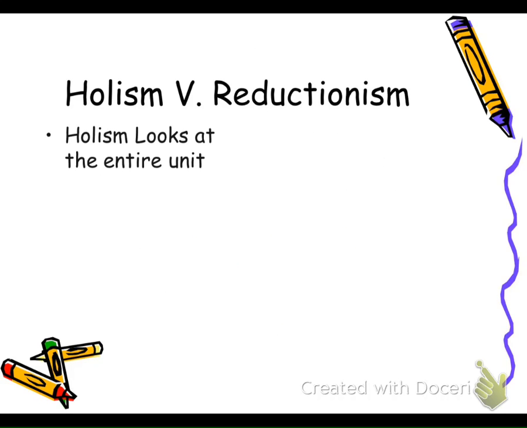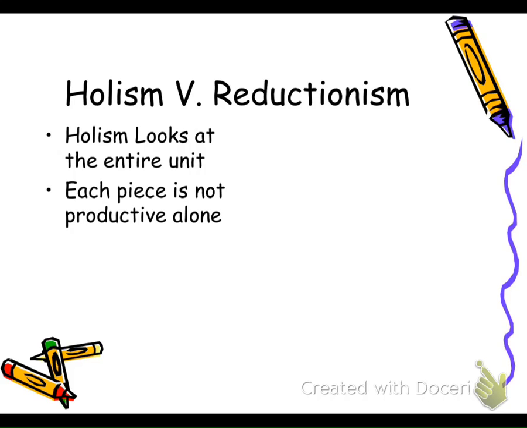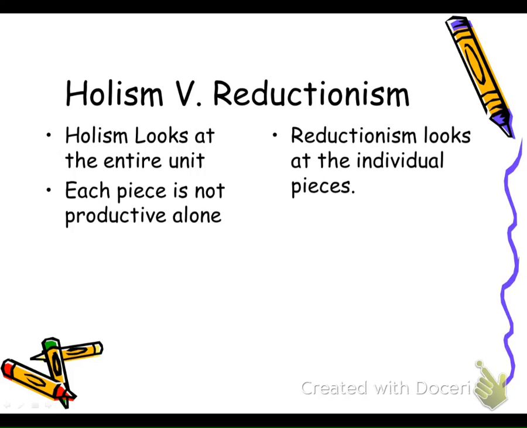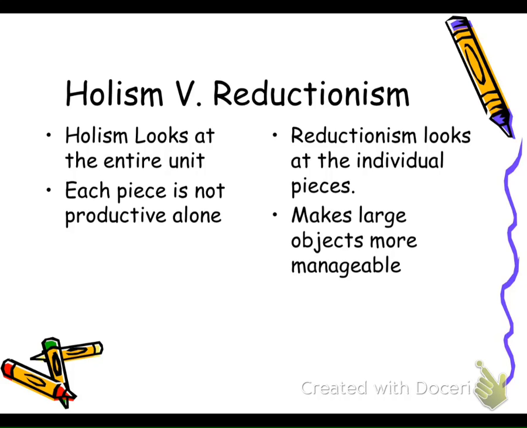Now, there's two ways to look at research and studying. You can look at both what's called holism and reductionism. Holism looks at the entire unit, so it looks at basically where we come from as a whole. Each part is not productive alone, so you have to work together. Reductionism looks at individual pieces, and that's actually what a lot of science is looking at now, because we're looking at the atoms and those kinds of things to see what makes us up.